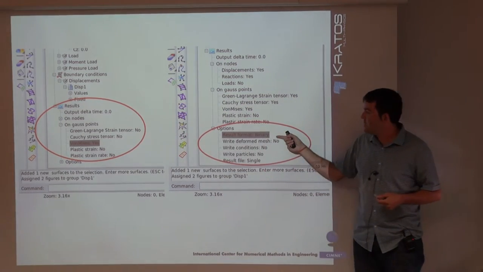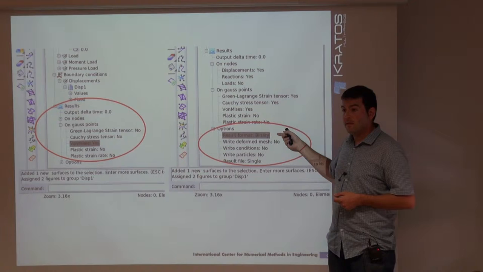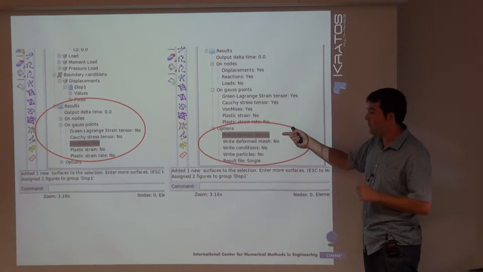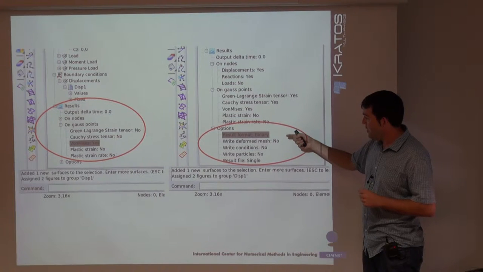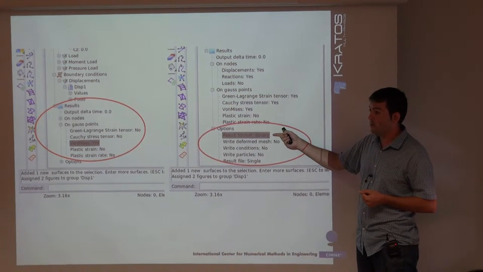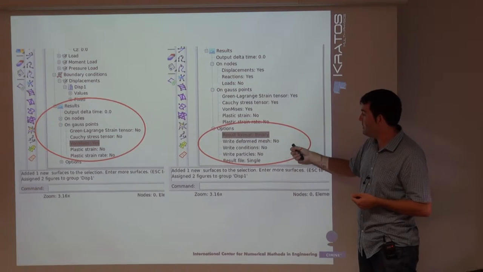Which are the options? The result format, binary. With binary, the files that are going to be written will occupy just small memory, but we are not going to be able to open it and see what results are in this file. So we can select binary or ASCII. In ASCII, we are going to be able to open the files.